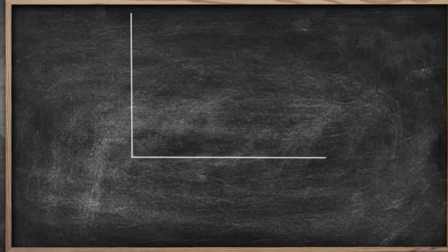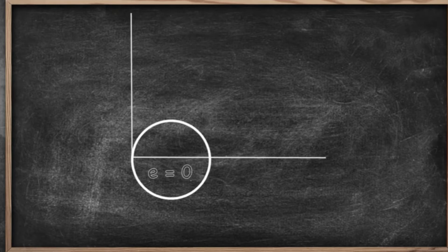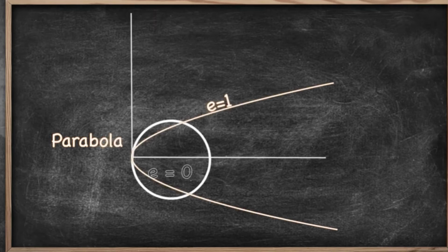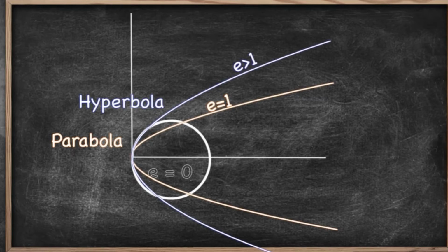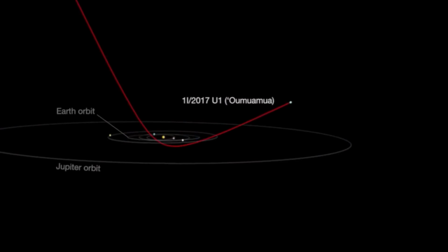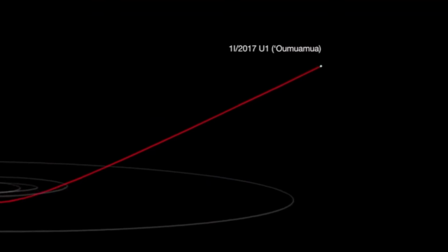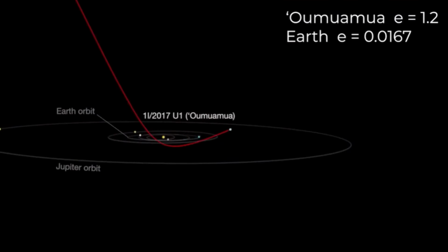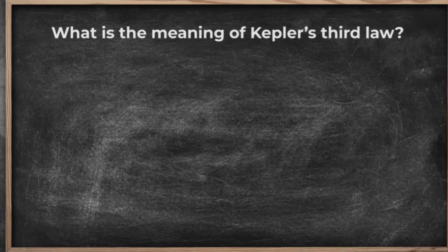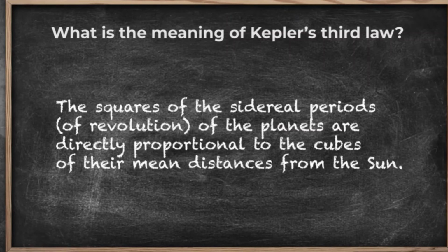An orbit with an eccentricity of 1 or greater is no longer an ellipse, but a parabola if e is equal to 1, or a hyperbola if e is greater than 1. For example, the giveaway that Oumuamua, the first interstellar comet, was not from around here was that its eccentricity was 1.2. The eccentricity of Earth's orbit is only 0.0167.